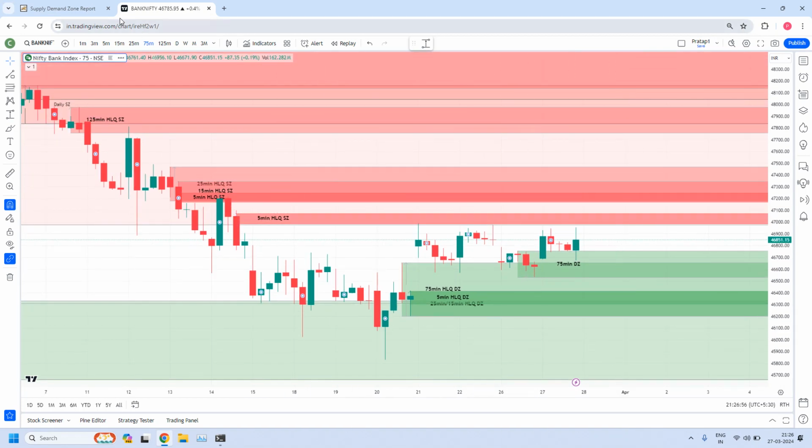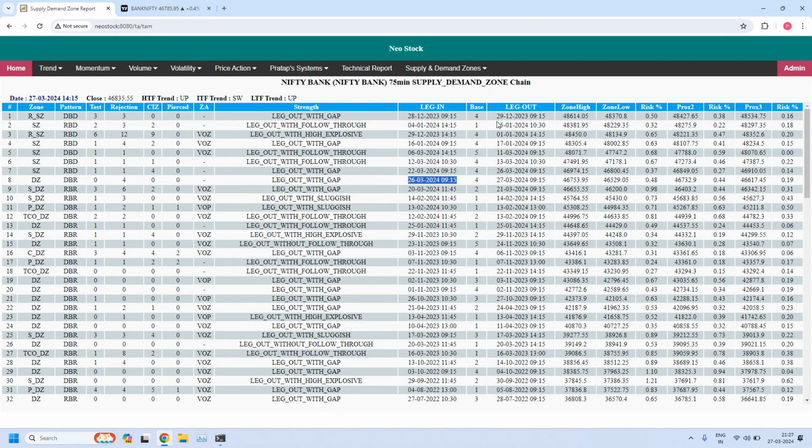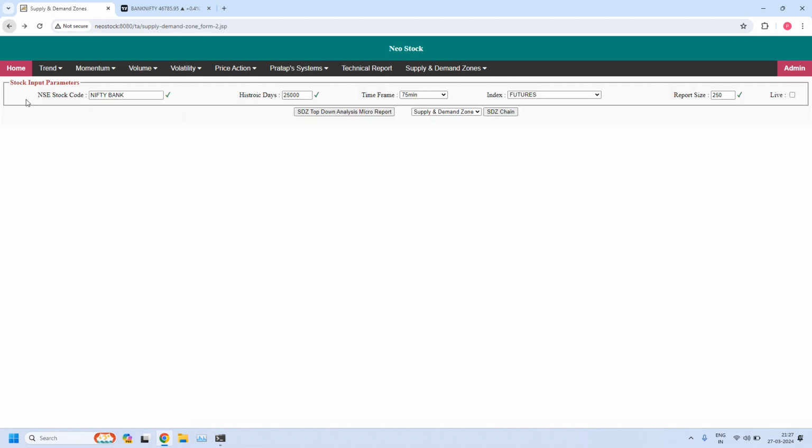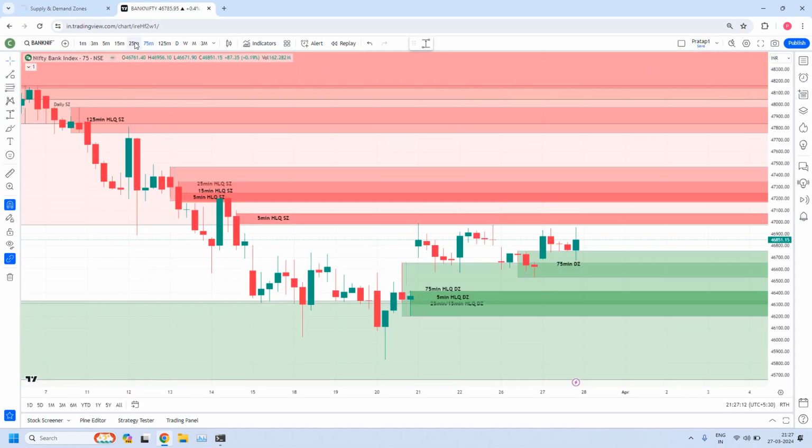Now let's look into the next time frame, that is 25 minutes. Let us check whether any high liquidity zones are created in the 25 minutes time frame. So I'm changing the time frame to 25 minutes. I'm generating the chain. Meanwhile, here also we will change the time frame.